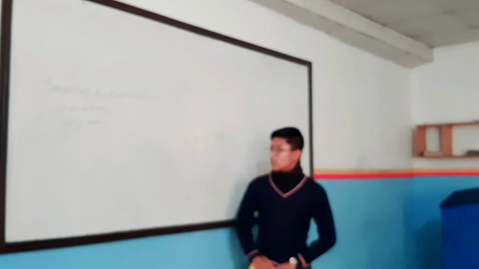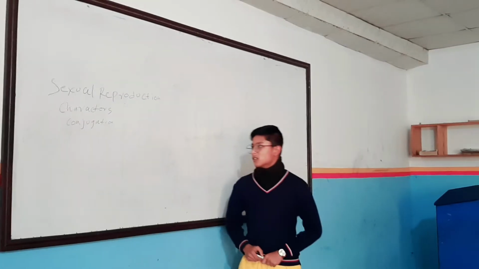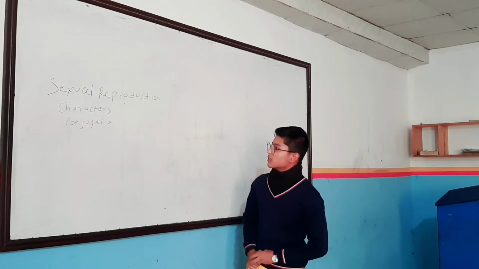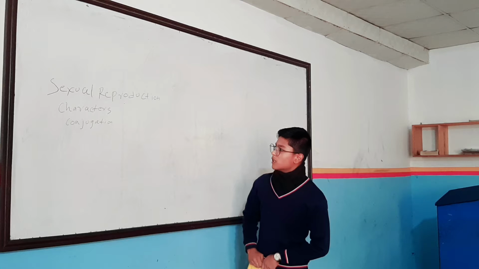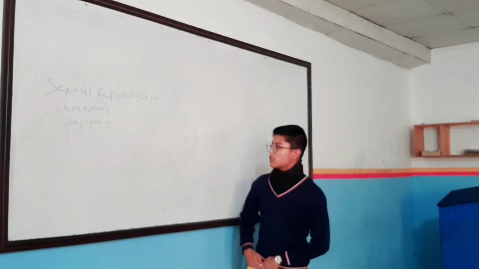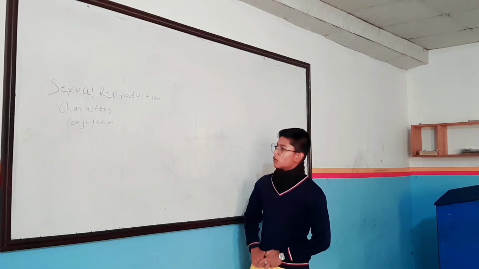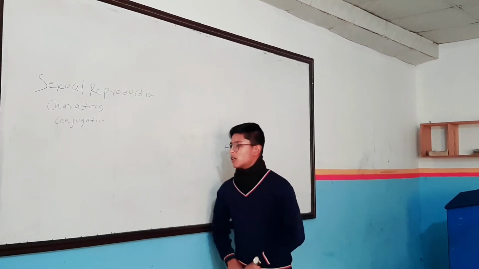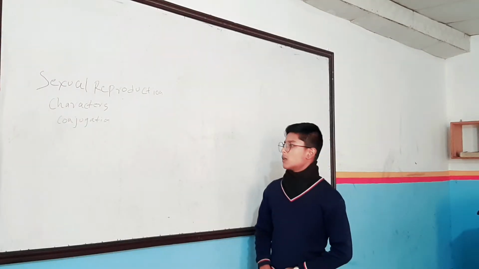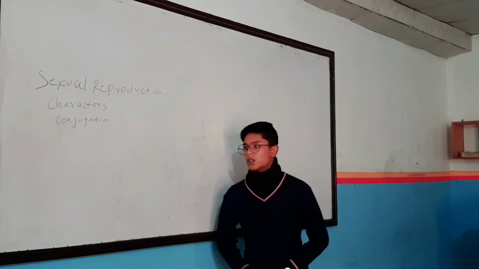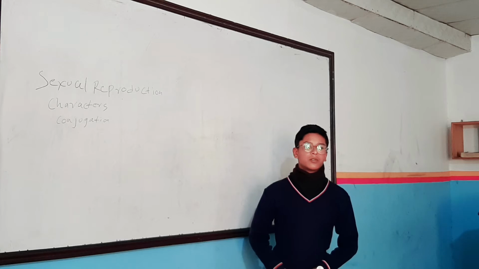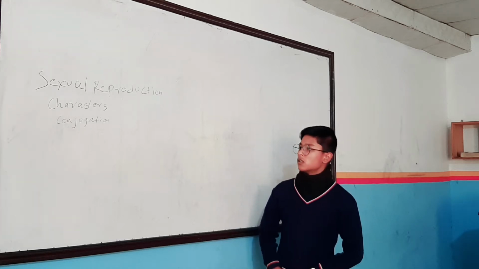And its characters are: male gamete and female gamete participate through fertilization. Offspring have the mixed characters of father and mother. It takes a long time to complete. Conjugation is the simplest form of sexual reproduction.